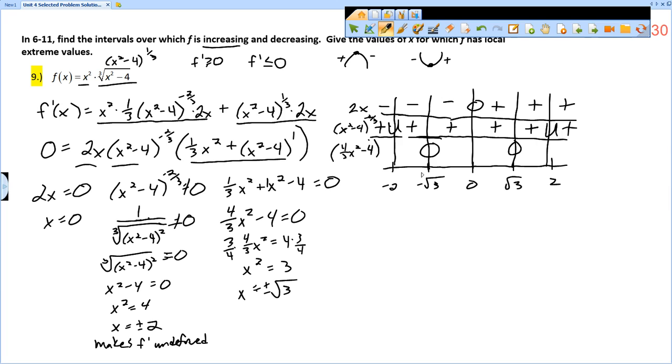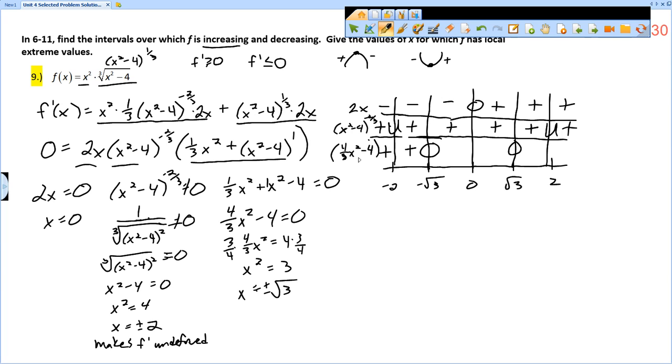All right, what about on this bottom row? Pick a number to the left of 0. How about -2? So 4/3 times -2 squared. -2 squared is +4, so I get 4 times 4 over 3, so 16/3 minus 4. 4 would be 12/3, so this is obviously a positive number.